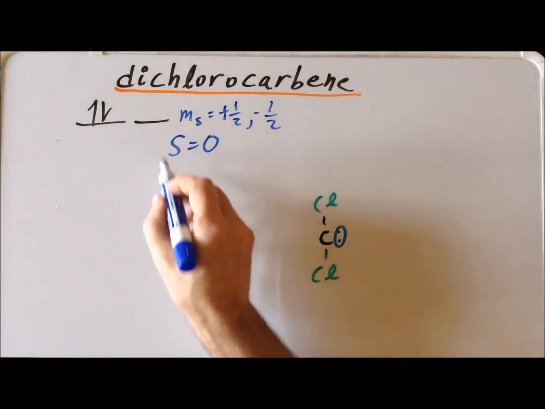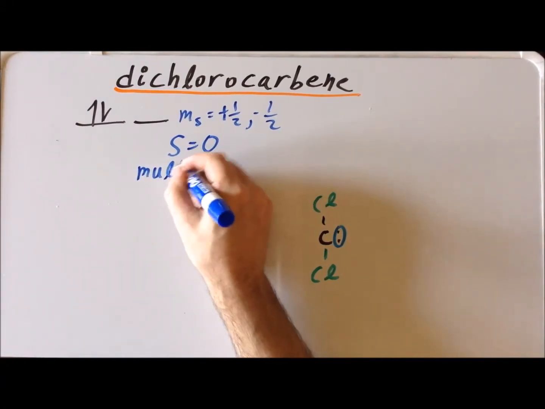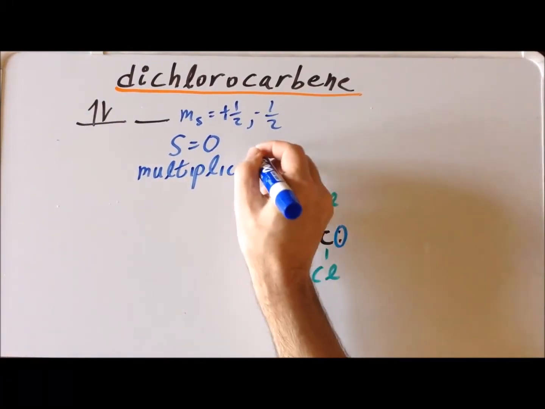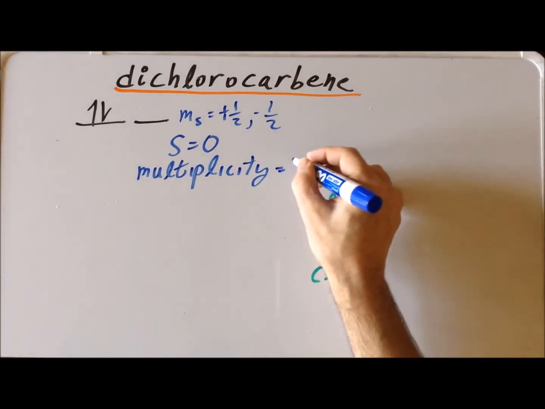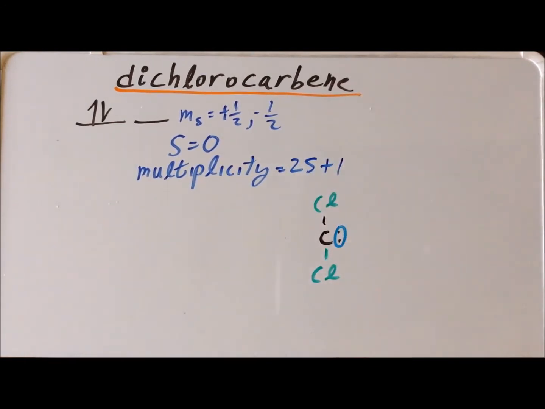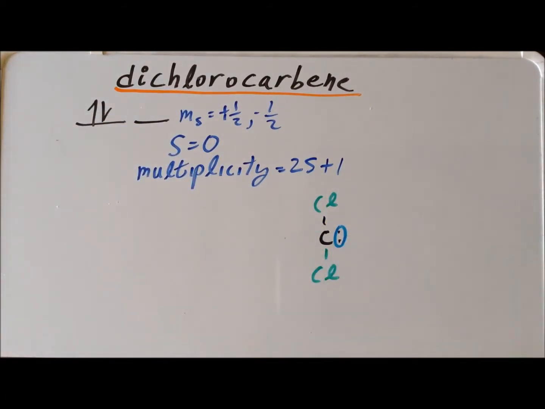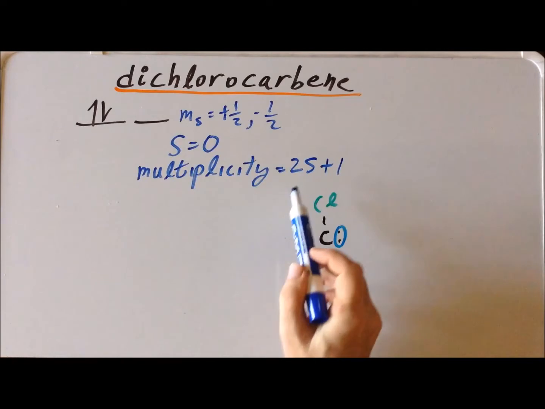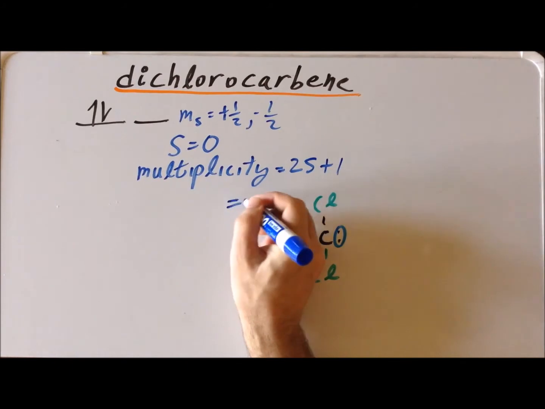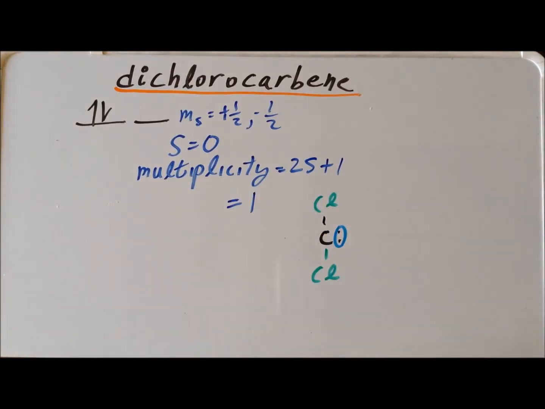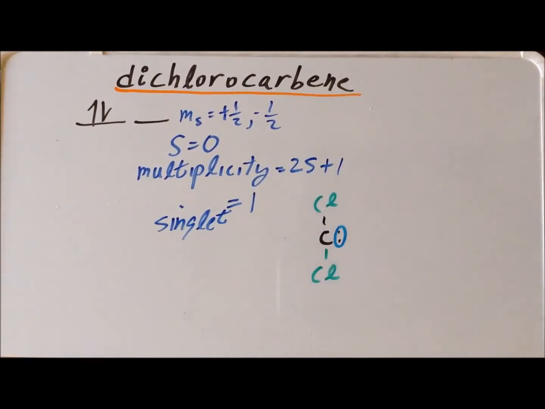Related to the total spin S, we have a quantity which we call the spin multiplicity. And the formula for this spin multiplicity is, by definition, 2S plus 1. So in the case where we have two electrons in the same orbital as a lone pair on carbon, the multiplicity 2S plus 1 is going to be 2 times 0 plus 1. So this gives us a spin multiplicity of 1. We refer to this as a singlet. So this is singlet carbene.